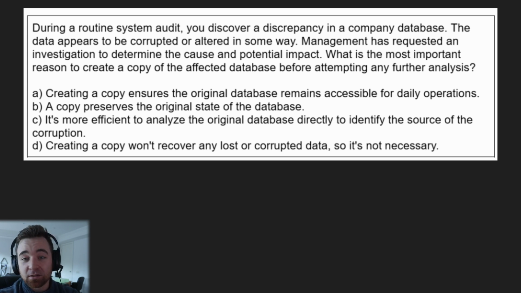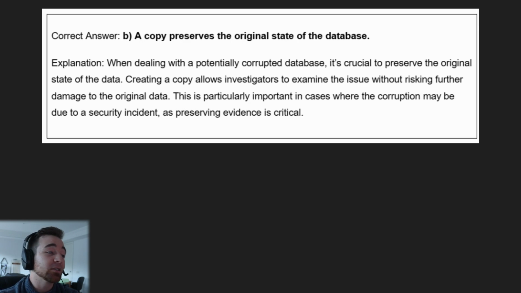Moving on to the answer in 3 seconds. Pause if you need more time. 2, 1. The answer is B. A copy preserves the original state of the database.